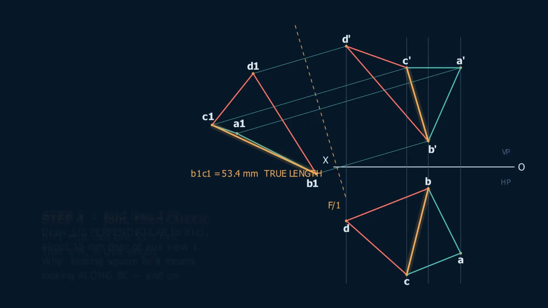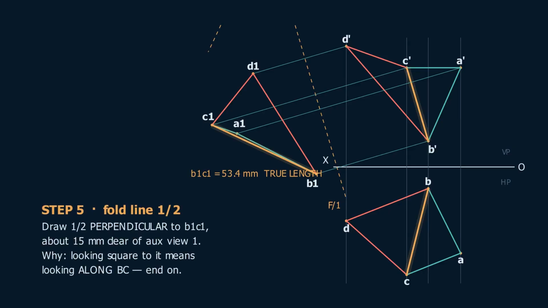Step 5. Set your square perpendicular to B1 C1 this time, and about 15 mm clear of the first auxiliary view, draw a second fold line. Letter it 1/2. Think about what this does. A view taken square to a fold line perpendicular to BC is a view looking straight down the length of BC. Look down a pencil end on and you see a dot. That is what is about to happen to BC.